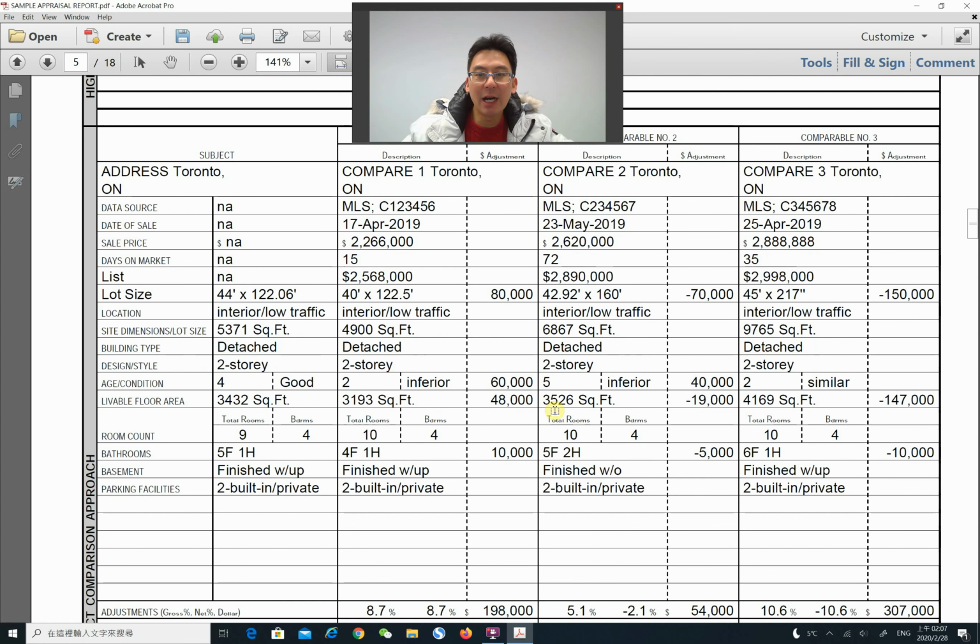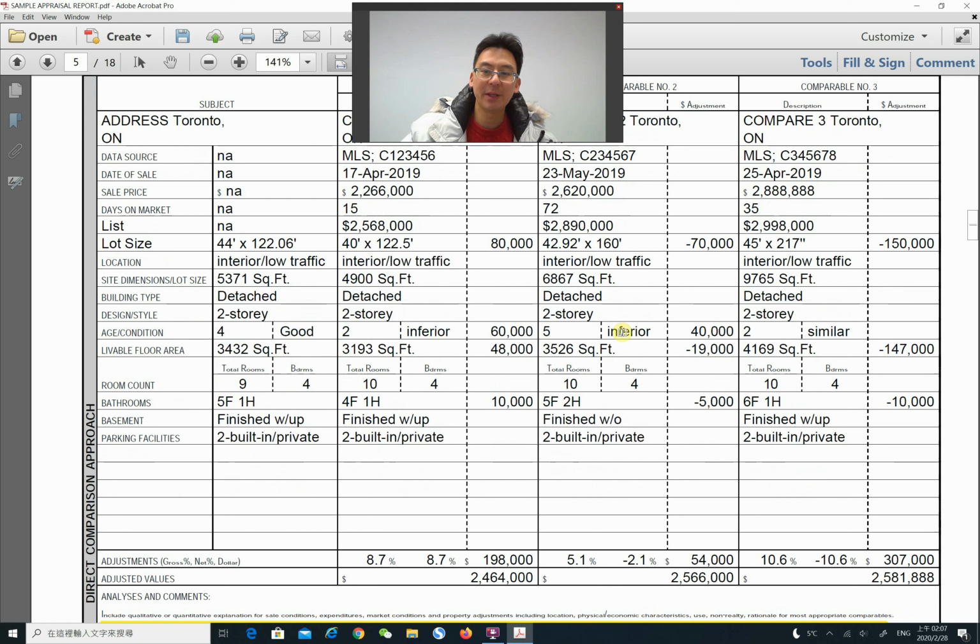This is a bigger house. It's a 3,500 square feet house compared to 3,400 square feet. So again, 20,000 difference. This one has another half bathroom, an additional bathroom, higher price, and therefore you should deduct it there. So overall, based on this comparison, it's 2.5 million for our subject property, right? So you compare all three of these.